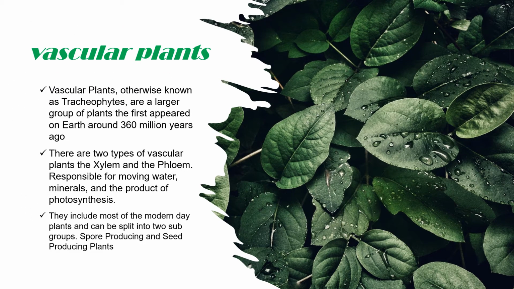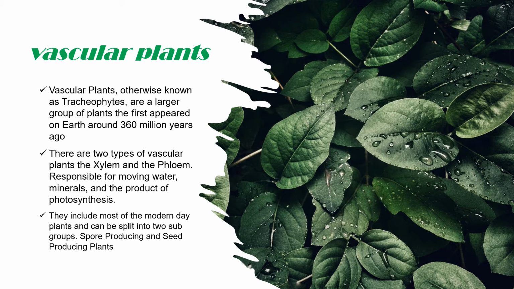about vascular plants. Vascular plants, otherwise known as tracheophytes, are a larger group of plants that first appeared on Earth around 360 million years ago. There are two types of vascular tissue, the xylem and the phloem, responsible for moving water, minerals, and the product of photosynthesis. As opposed to non-vascular plants, a vascular plant can grow much larger.